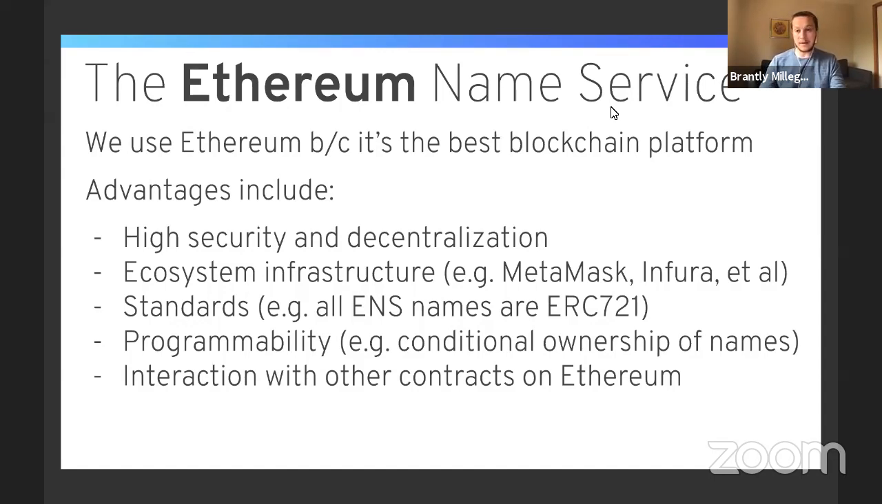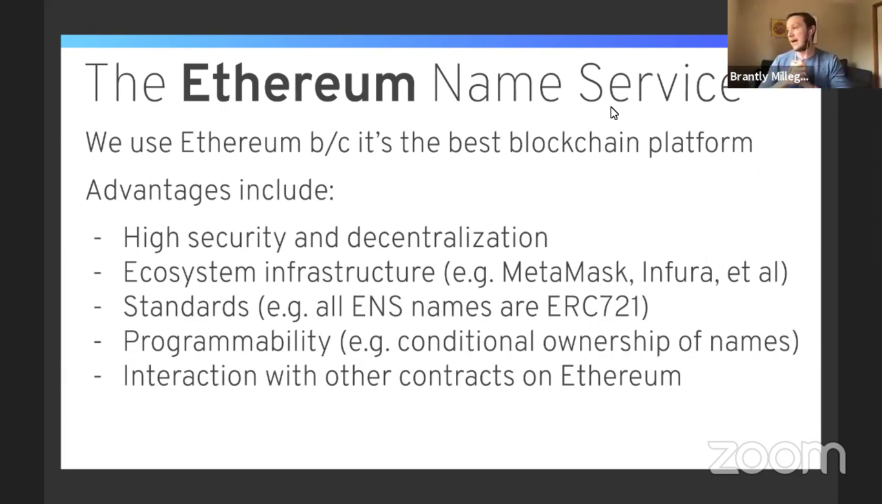An amazing thing about ENS being on Ethereum is that it makes names, internet names, programmable with smart contracts. It's like a revolutionary new thing. Again, if we were on our own blockchain, we would be completely missing out on this. And then of course, interaction with other smart contracts on Ethereum, even things that have nothing to do with naming.